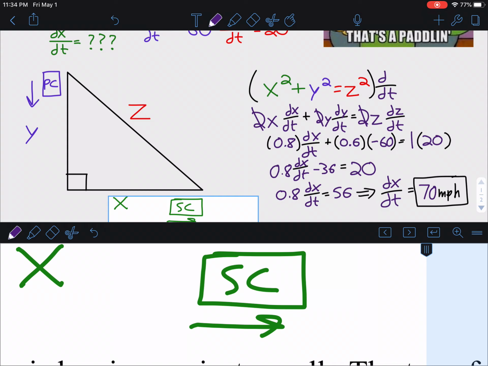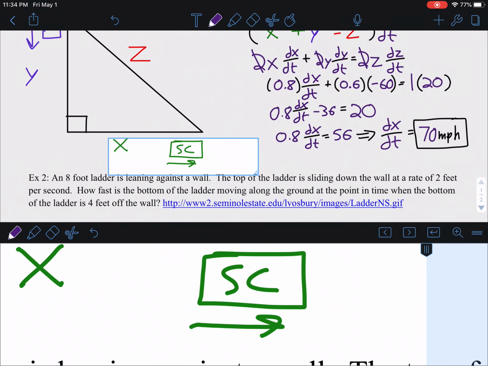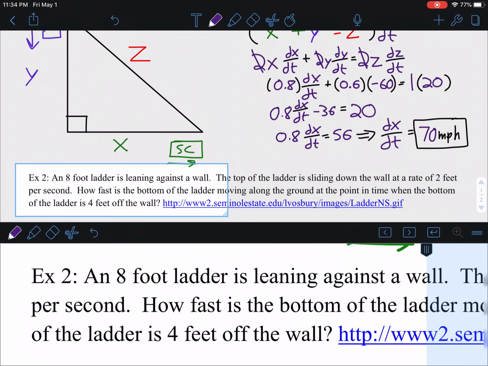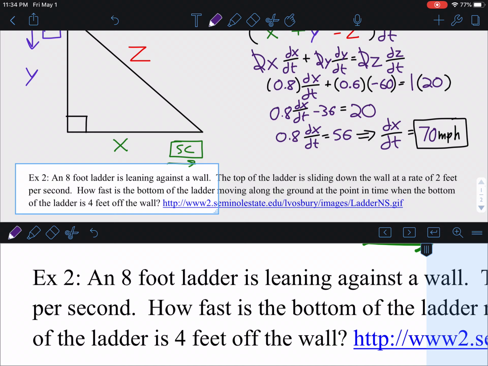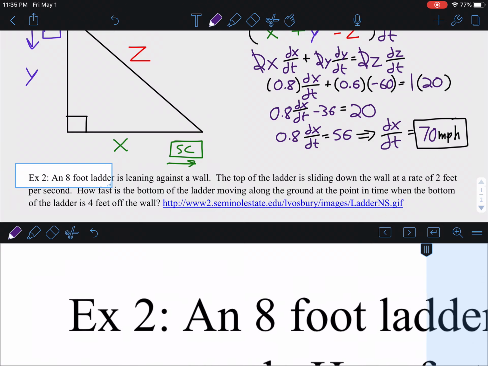Now that you've seen this first example, I think example 2 is definitely one that you could take a look at on your own. So this is another good opportunity for you to pause and try this example on your own, and then come back and compare it to the work I'm about to show you.